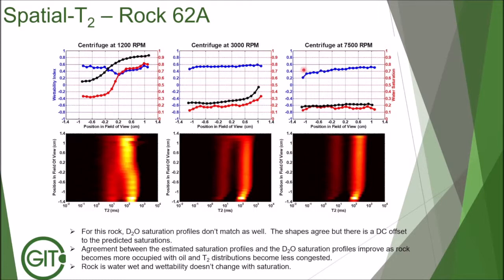The black traces again show the saturation profiles as measured in a D2O experiment. In this case, agreement between the measured and predicted saturation profiles is not as good as it was for rock 109S, which I just showed. There's clearly an offset between the measured D2O profiles and the predicted saturation profiles from the wettability data. However, the agreement does get better as the centrifuge speed increases. This is more than likely a result of the T2 distribution becoming less congested as the water saturation decreases and the oil signal begins to dominate, and hence predictions improve because there's less overlap in the spectra.